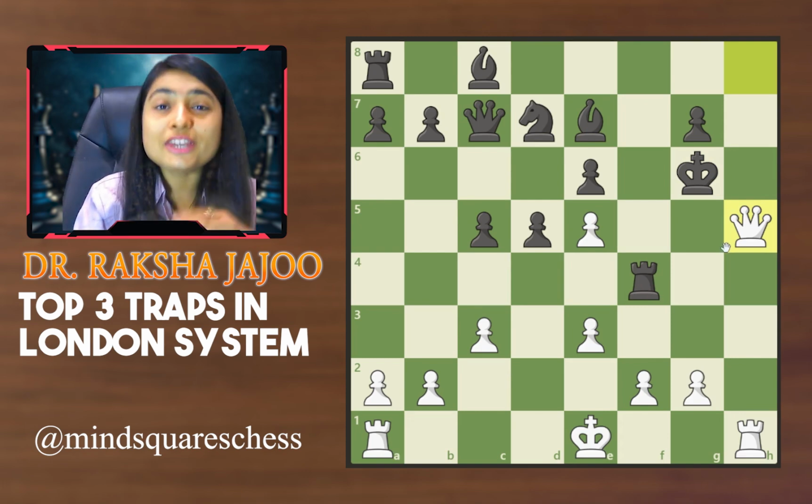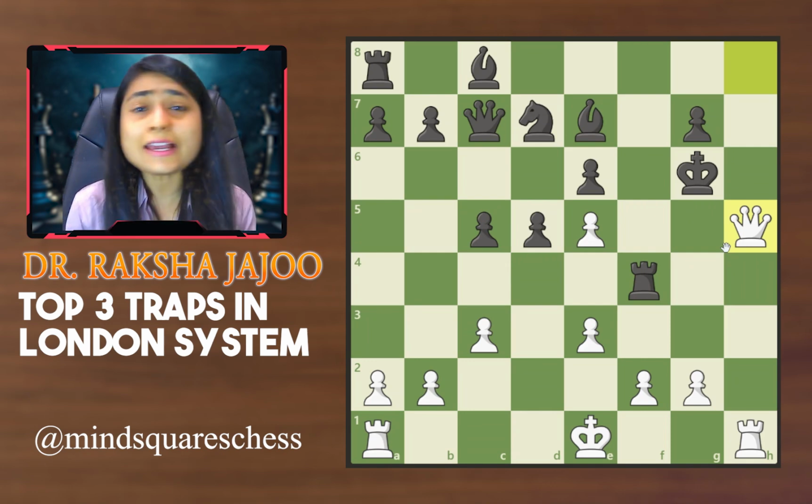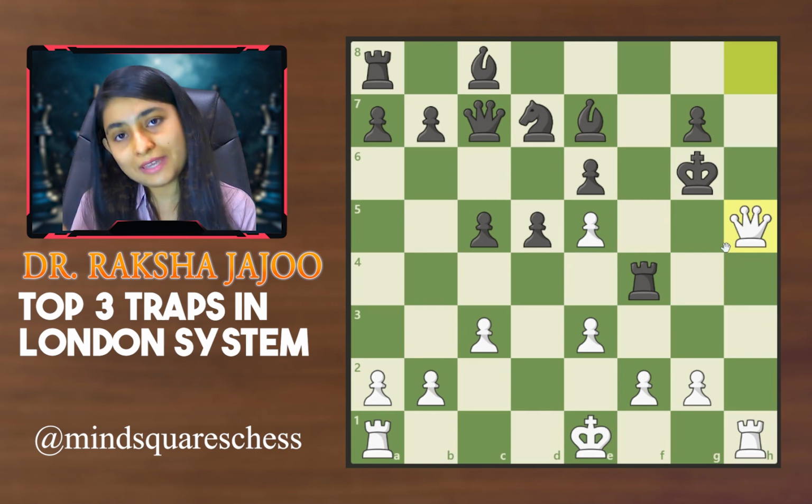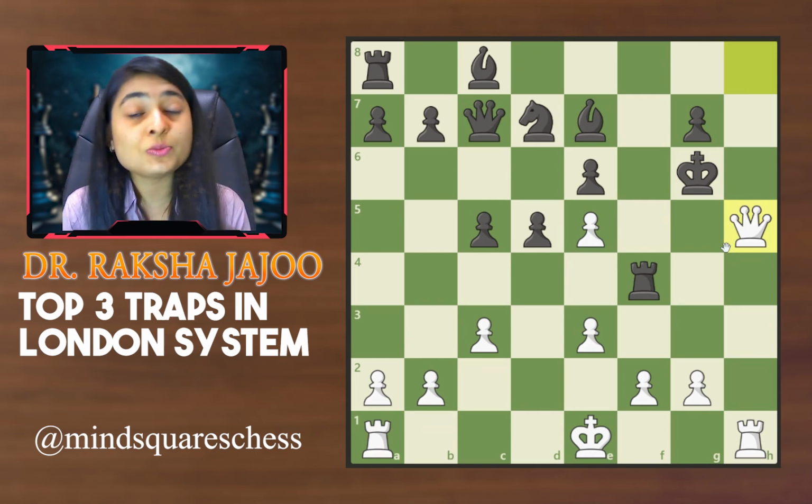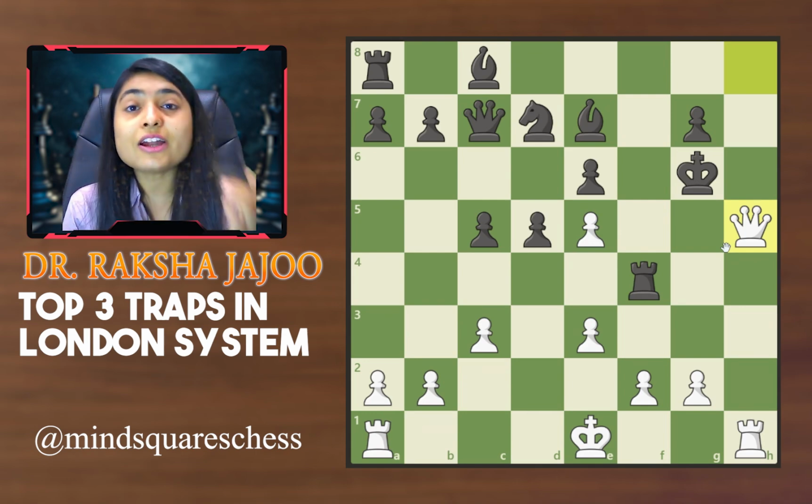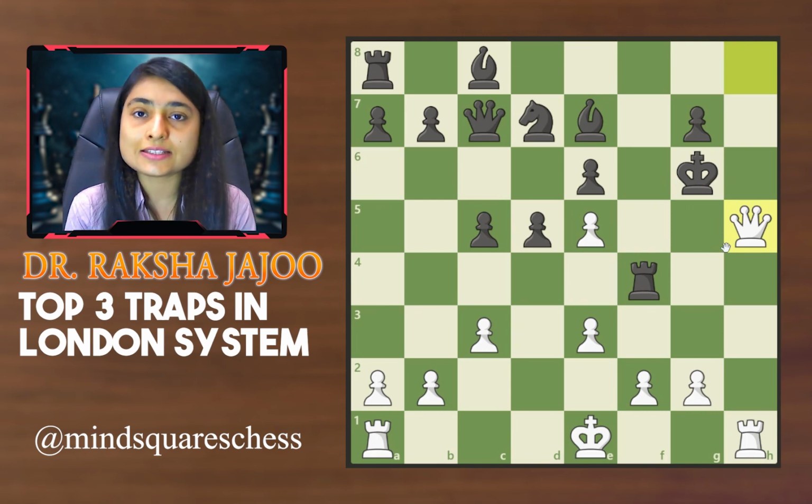Okay, so these were 3 amazing traps in the main line. You see, black has done nothing wrong. He was just playing pawn to b6, a normal move, a main line, rook e8, main line, bishop e7, main line. But how you can take advantage in the main line as well in this London system.